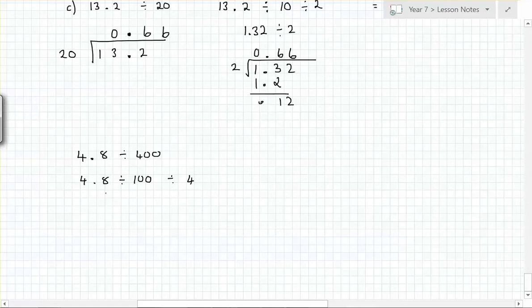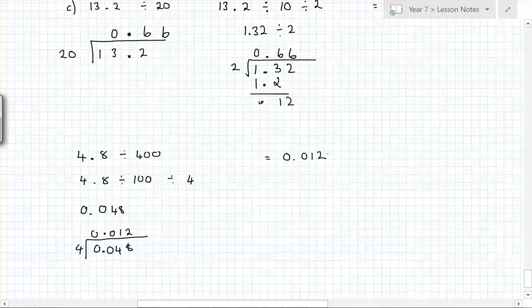Right, okay, so this time I'm going to divide by 100 first, which is 0.048, and then I'm going to do 0.048 divided by 4. So I'm putting a decimal, I've got 0, 0, 4 into 4 is 1, 4 into 8 is 2, so the answer is 0.012. Now that's such an easy one. There's 2 marks for right, nothing for not right.